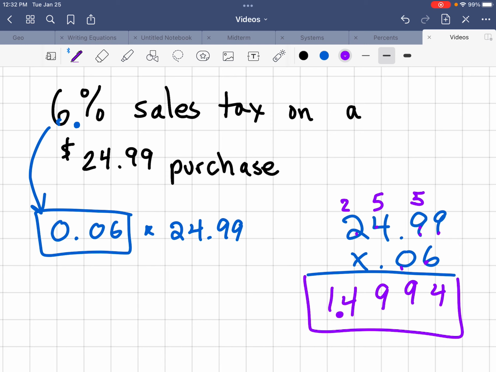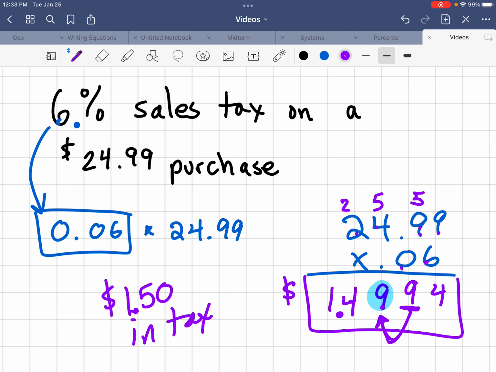Now this is interesting because it's money, and the exact amount is 1.4994. But if it's money, we're going to round to the nearest penny, which is in the hundredths place. The 9 here rounds this 9 up to a 0, carrying over the 1. So this is actually $1.50 in tax. You can also do something similar with discounts, and also do multiple rounds of discounts to get percentages of percentages. But that's a video for another time.